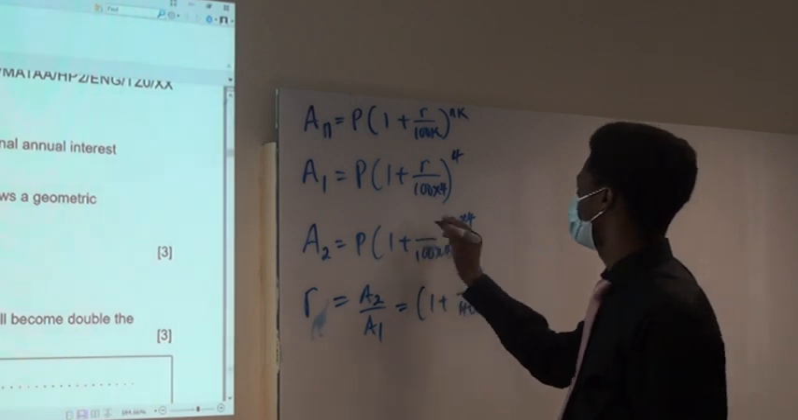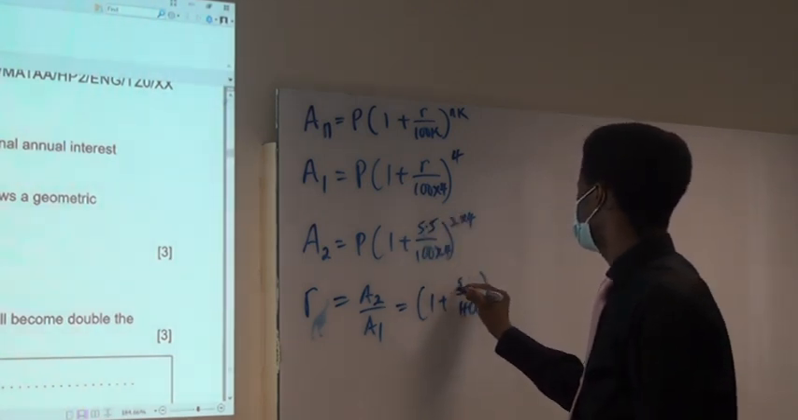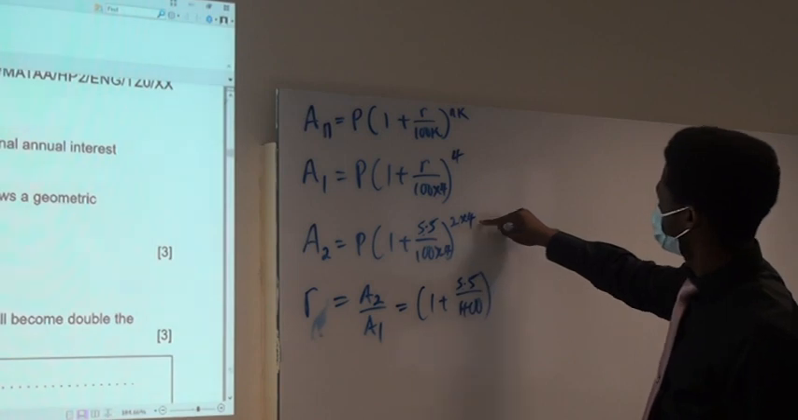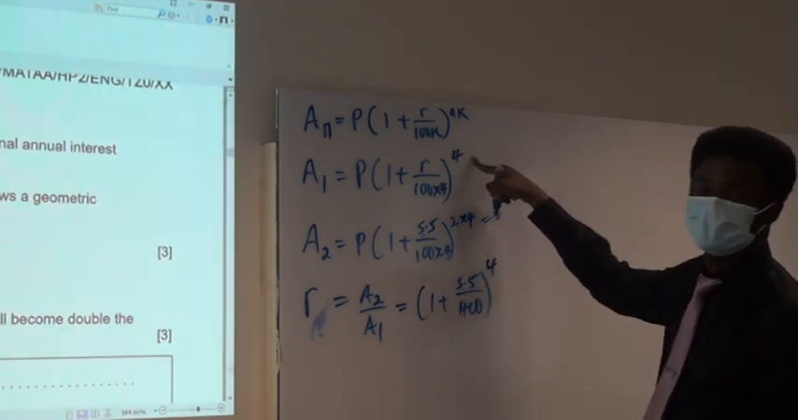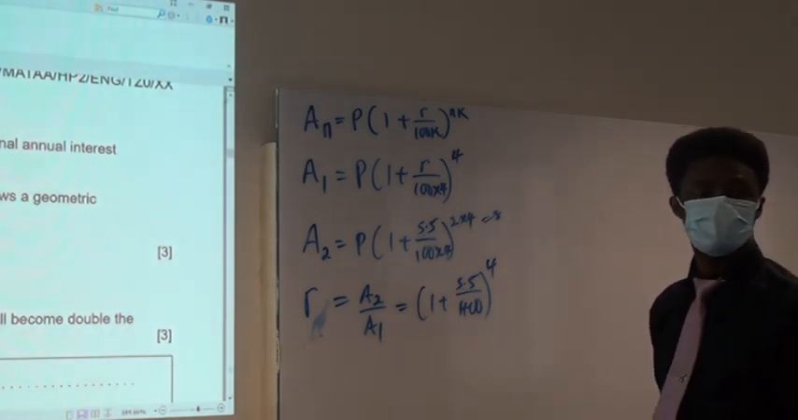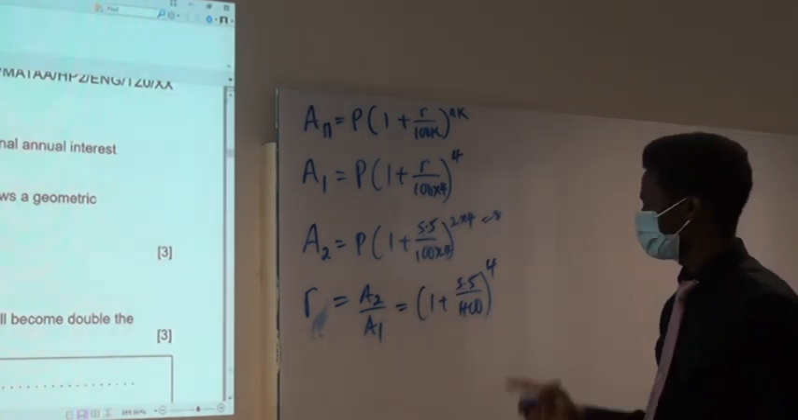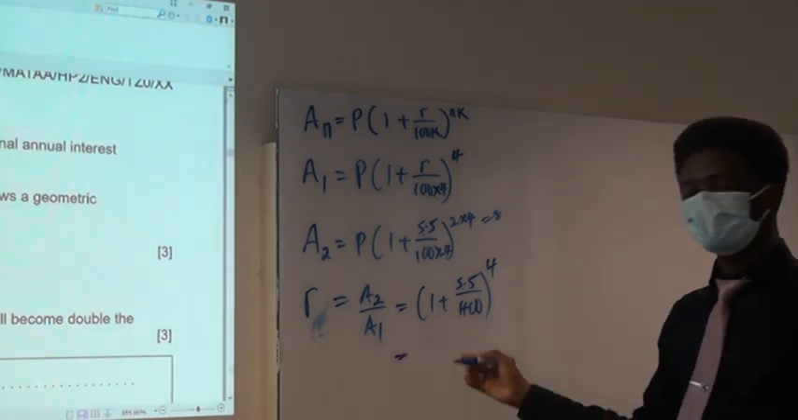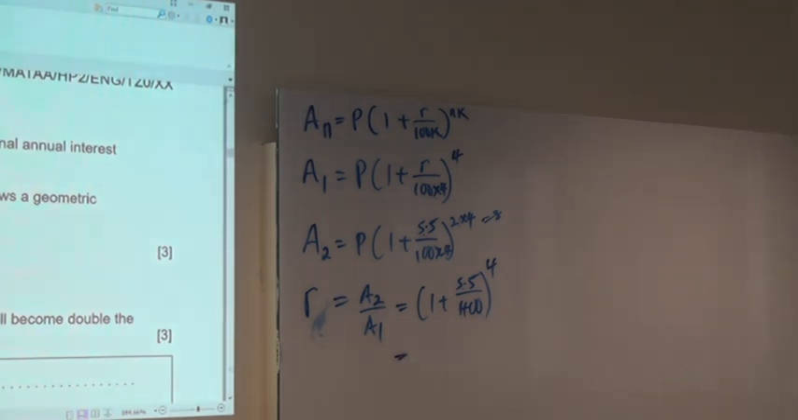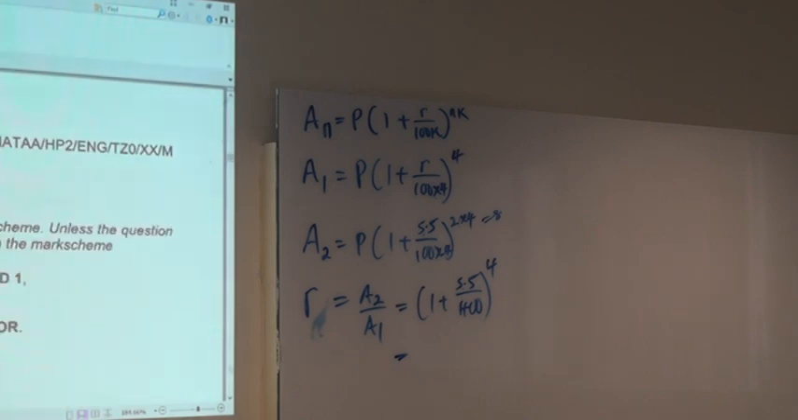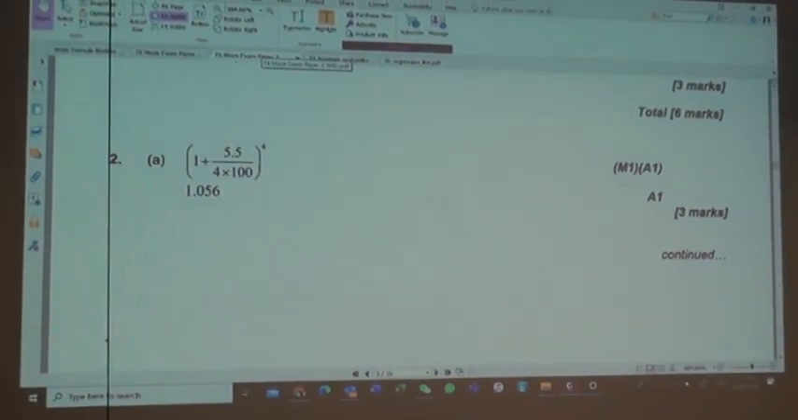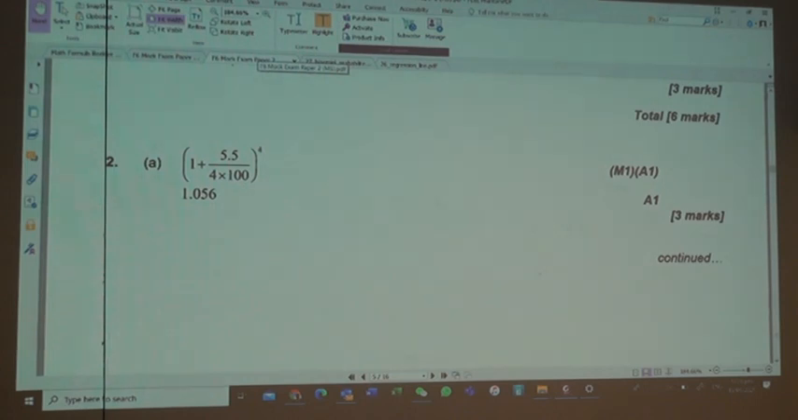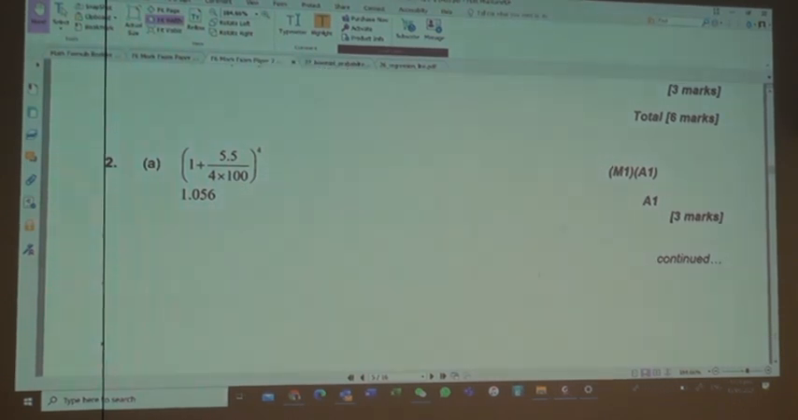Oh, we have our R also. Then, raised to power 4. Do you agree? Because this is going to be 8. So 8 minus 4. Indices. Okay. So this is your rate, and you can simplify that. Okay, that's your rate. Imagine they hold these 3 marks. Easy stuff.